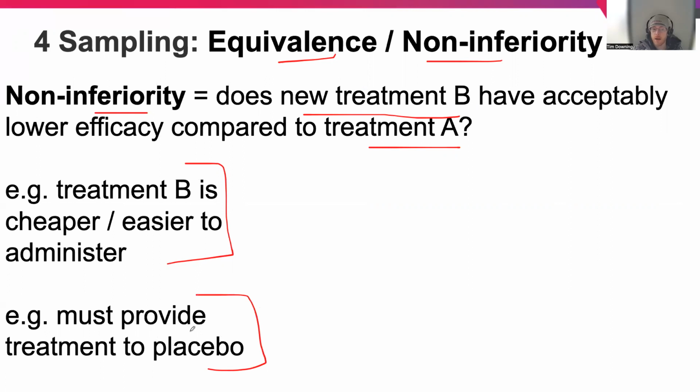And we have to consider studies where it's not ethically possible to have a complete placebo group. We have to have treatments for both groups. So we can think about non-inferiority as being acceptably lower. Equivalence is being the same. So think about drug manufacturers, who obviously have to go through a lot of extensive testing to see if their batches perform in a way that is the same as existing batches.